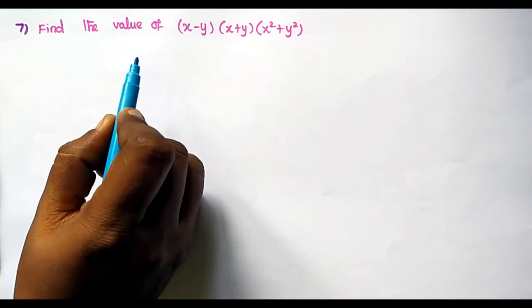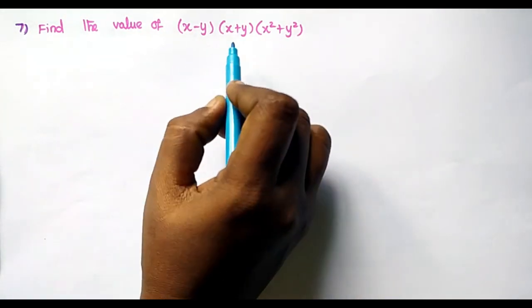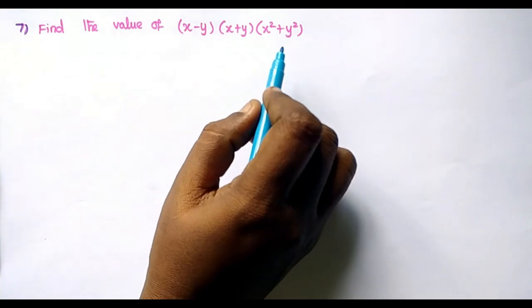Seventh sum. Find the value of (x − y) into (x + y) into (x² + y²).